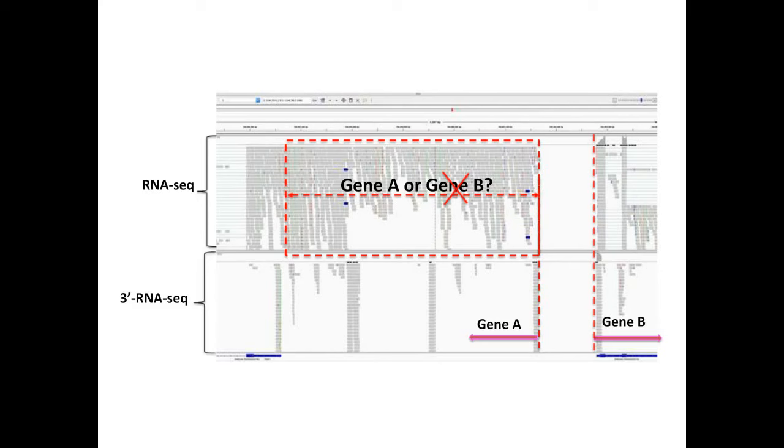Another thing we can pick up from this picture is that there are multiple sites where our 3' RNA-seq data is mapping. This is what I mentioned in the previous slide, that some genes have multiple cleavage sites and multiple polyadenylation. So using 3' RNA-seq, we can also determine these multiple polyadenylation sites.